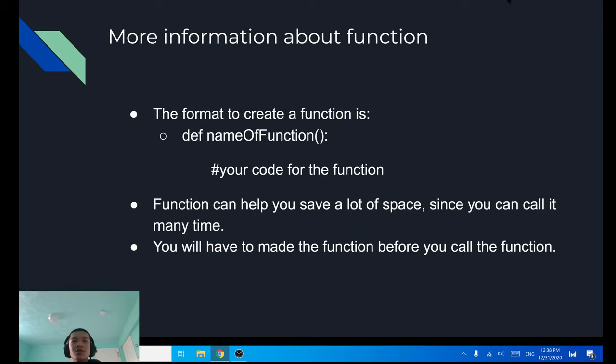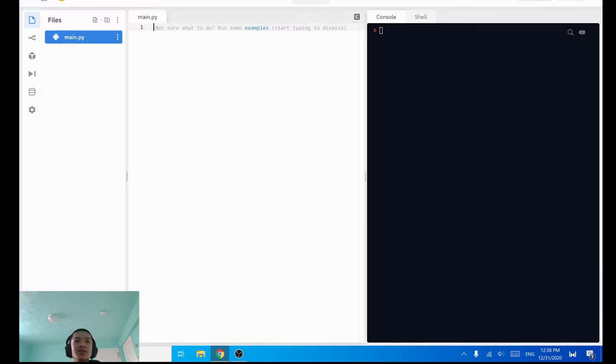The format to create a function is by having a def followed by the name of the function and a parenthesis, ending with a colon, and you will have all your code for the function under it. The reason why we use a function is because a function can help you save a lot of space, since you can call it many times. Also, you will have to make the function before you call the function, and I will show you what I mean by that by writing the code.